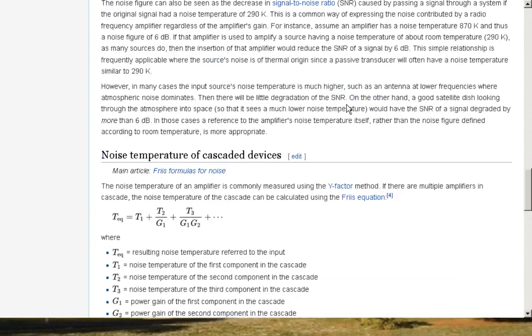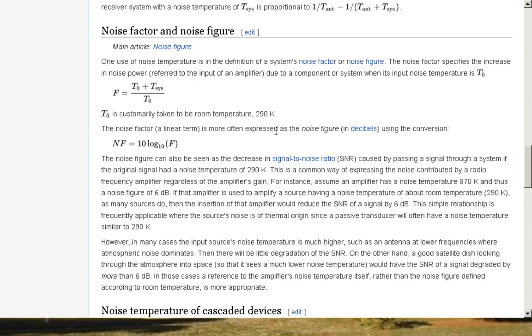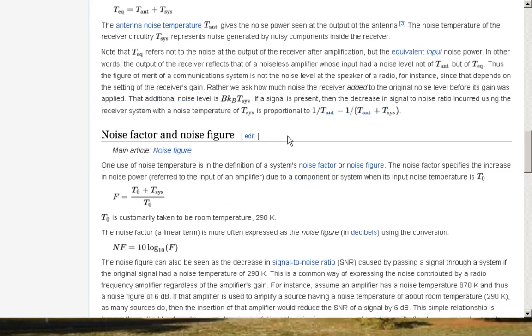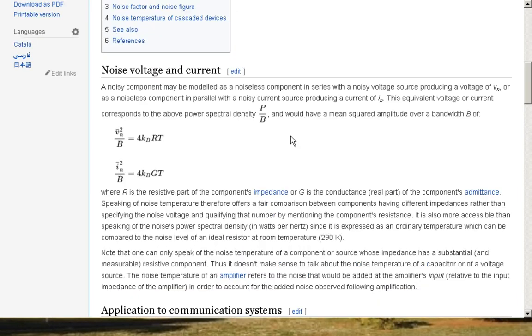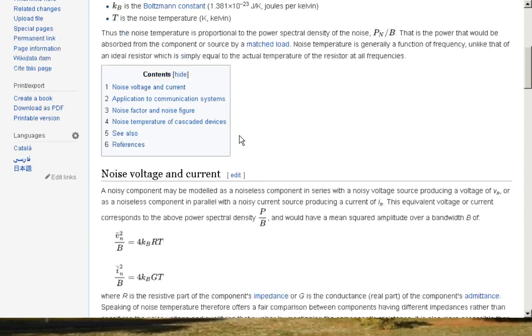Still not happy with some of the stuff I'm seeing here. There's a noise figure. Why do they have this V squared and I squared over B? Spectral power density.